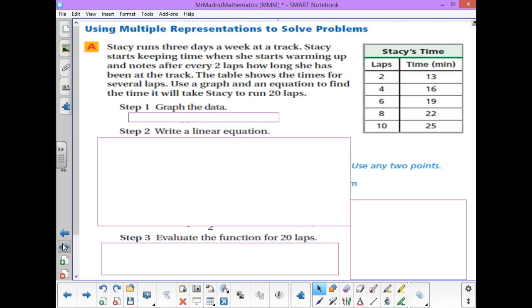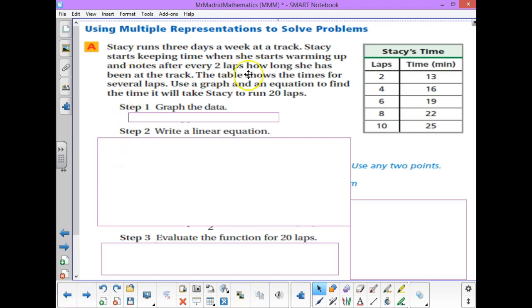This one says, Stacy runs 3 days a week at a track. Stacy starts keeping time when she starts warming up and notes after 2 laps how long she has been at the track. The table shows the time for several laps. Use a graph and an equation to find the time it will take Stacy to run 20 laps.